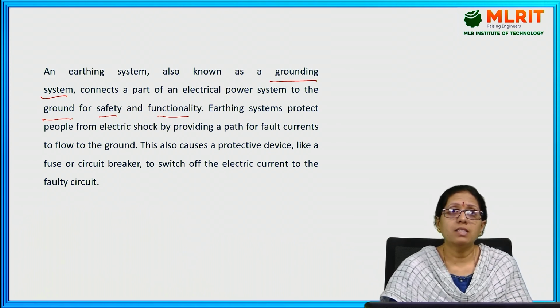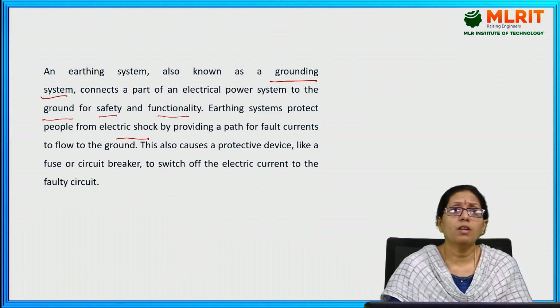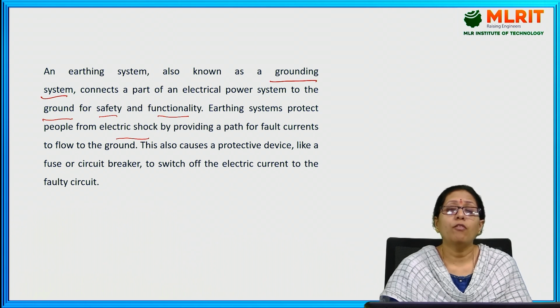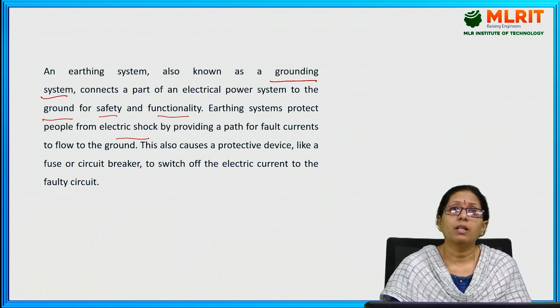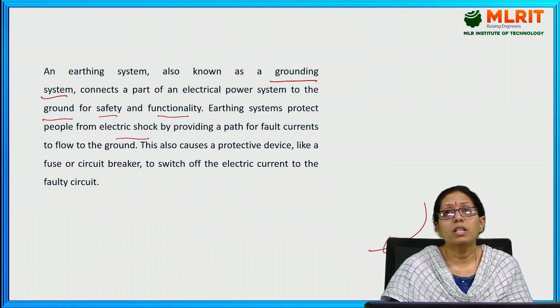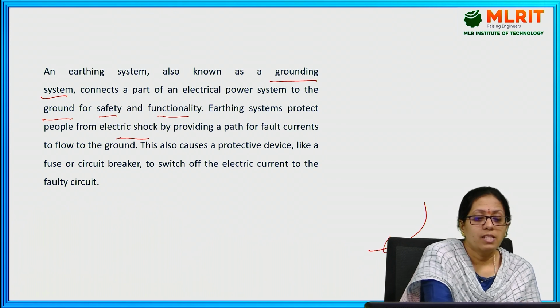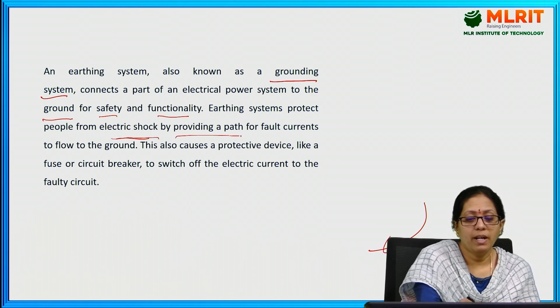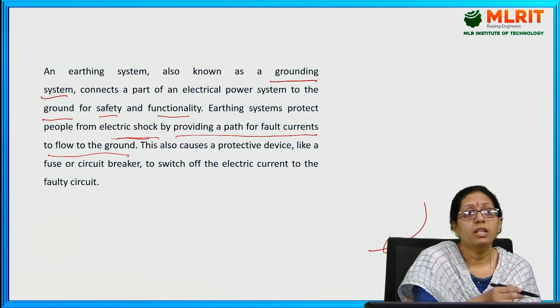So, earthing system protects people from electrical shock by providing a path for fault currents. If any type of fault occurs in the circuit, the fault current will be sent through the ground so that the shock will not occur. So, here you can see for electrical shock, by providing a path for fault currents to flow to the ground.